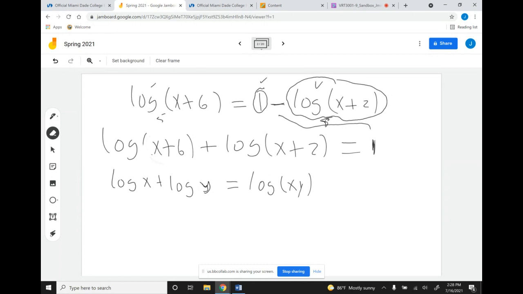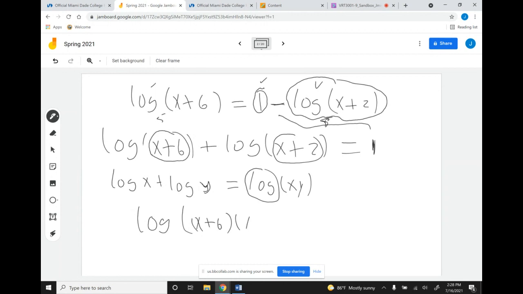I'm going to multiply this argument and this argument, and I'm going to have just one log here. In fact, let me write it just below so that you know what I'm talking about. So I'm going to have log of x plus 6 times x plus 2 equals 1. Do not forget that the base is 5. I wrote it here, now it's here. So this is where I am.